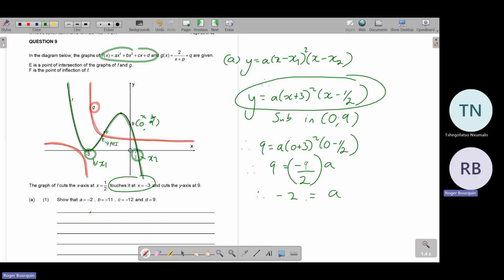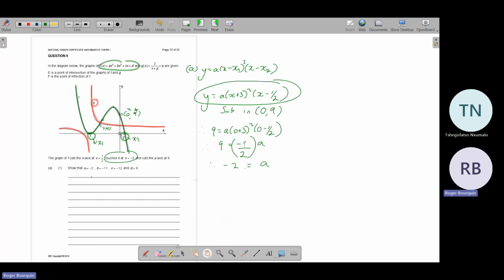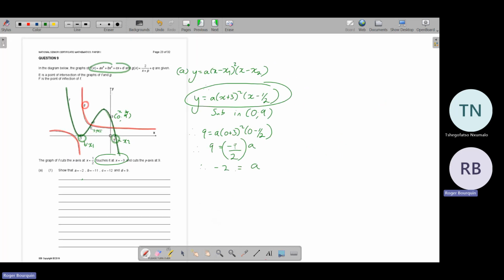Amy, you just say 3 squared is 9. 9 times negative a half is negative 9 over 2, right? Are we happy up to there? So A is negative 2. Then we go back into this equation here, and we replace A with negative 2. So it becomes y is equal to negative 2, x plus 3 squared, times x minus a half.